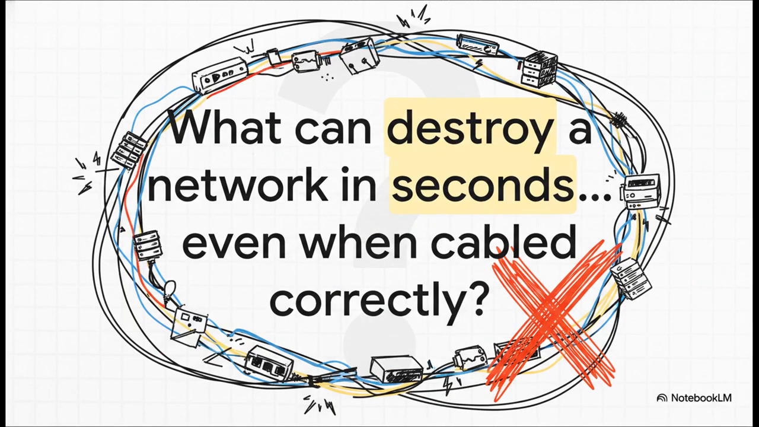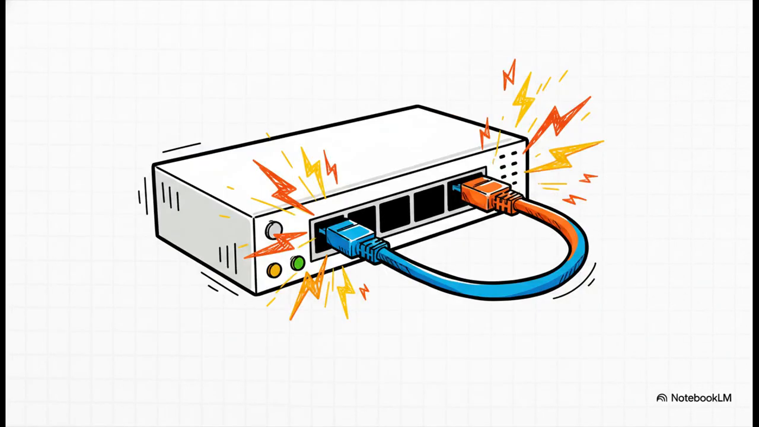So let me ask you this. What could possibly take down your entire network, not in minutes, but in a matter of seconds, even if you've checked every single cable and everything is plugged in perfectly? It sounds like a trick question, right? But it's a very real threat. The answer? A network loop. That's it. Sometimes it's just a single cable plugged into the same switch, or a few connections that accidentally circle back on themselves. But that simple mistake creates the perfect conditions for a complete and total network meltdown.